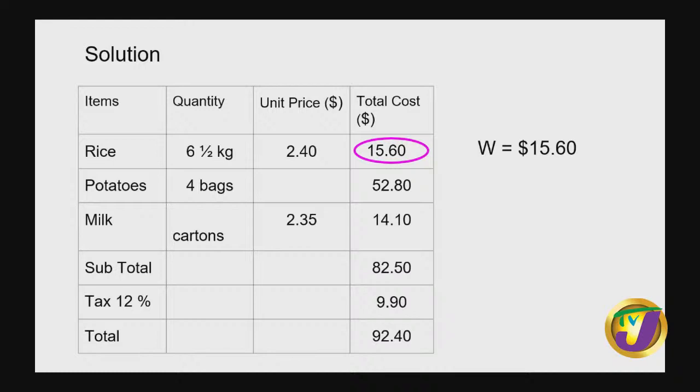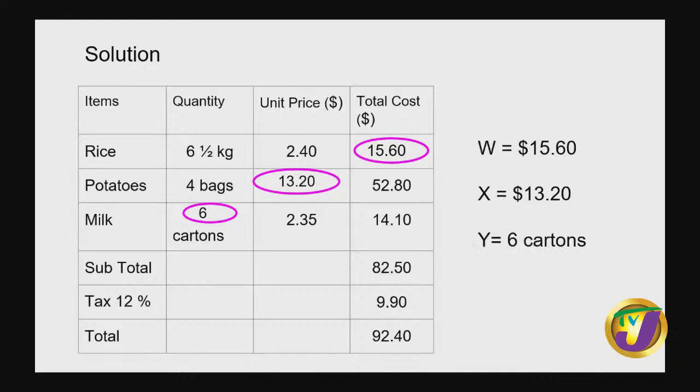And then here for our potatoes, we would divide $52.80 by 4, giving us $13.20, which is X. And Y is 6. So if you divide $2.35 into $14.10, you would get 6 cartons of milk. And when Rowan looks at this, he can stay home now and add it up on his own.